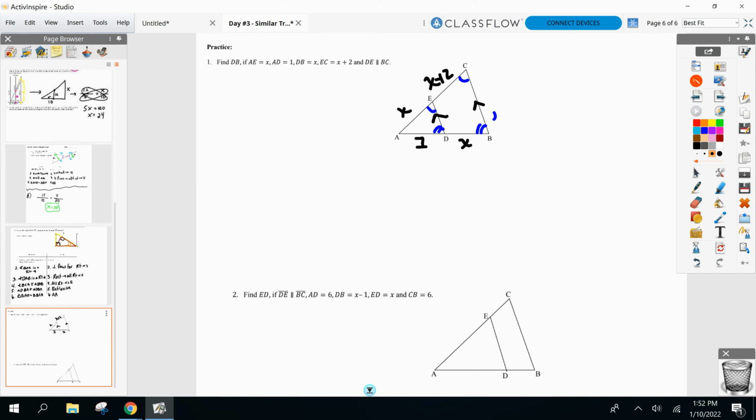And did I tell you that in the directions? No. So that's how you get them similar, so you can set that up. Okay, because they're not in a proportion until they're similar. So that's why they're similar. Okay, let me get rid of all this here.